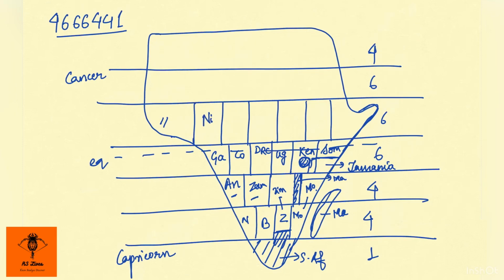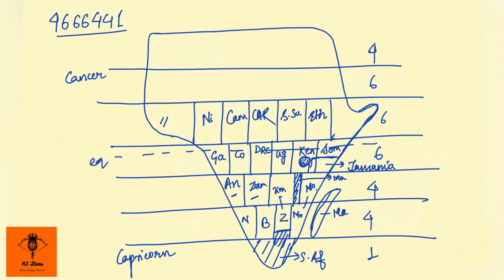Nigeria, Cameroon, Central African Republic, South Sudan, Ethiopia, and this country Somalia extends over the Horn of Africa also. So this is Somalia. And why I have kept Ethiopia on this side is for you to remember that Ethiopia is a landlocked country. It does not share a border with any of the water bodies over here.